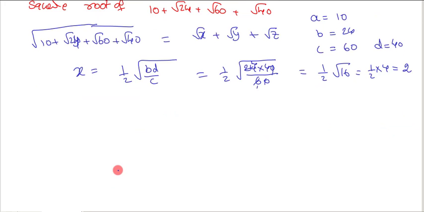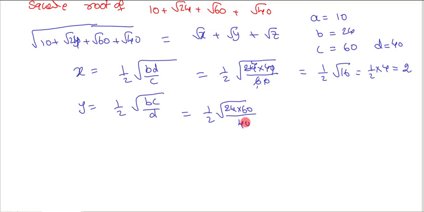Now let us see the y value. y is equal to 1 by 2 of under root of b into c by d. That means b is 24, c is 60, d is 40. The zeros get cancelled. That means 1 by 2 into under root of 6 into 6, that is 1 by 2 into 6, that is 2 threes are 6, so 3. You are going to get the y value as 3.